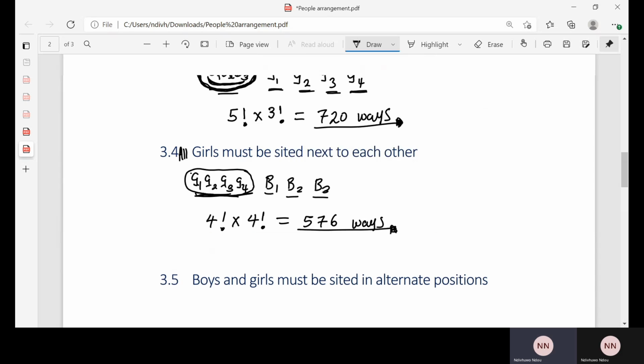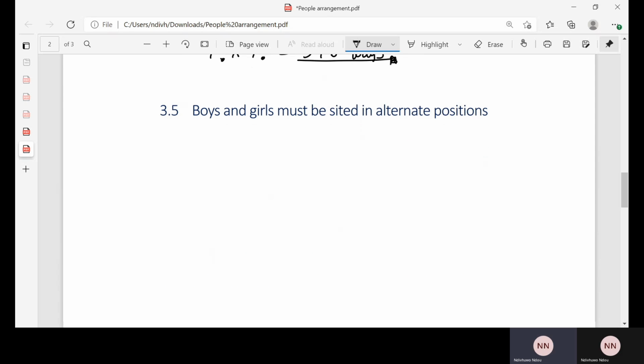Let us lastly look at this one, 3.5. If boys and girls must be seated in alternate positions, how many different arrangements can be made?